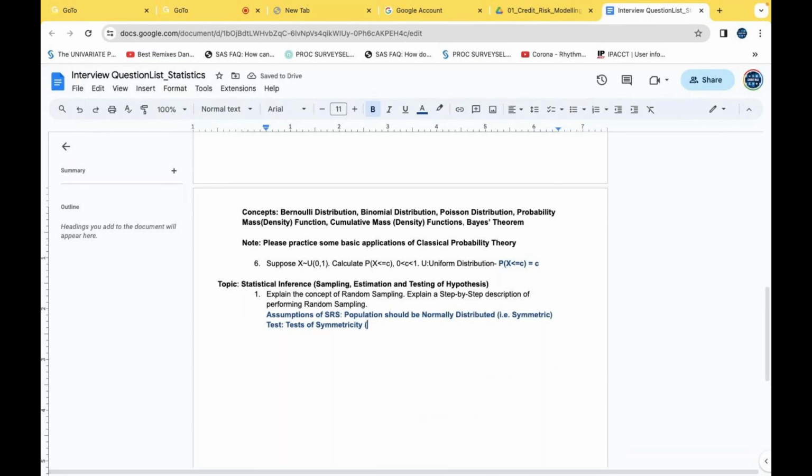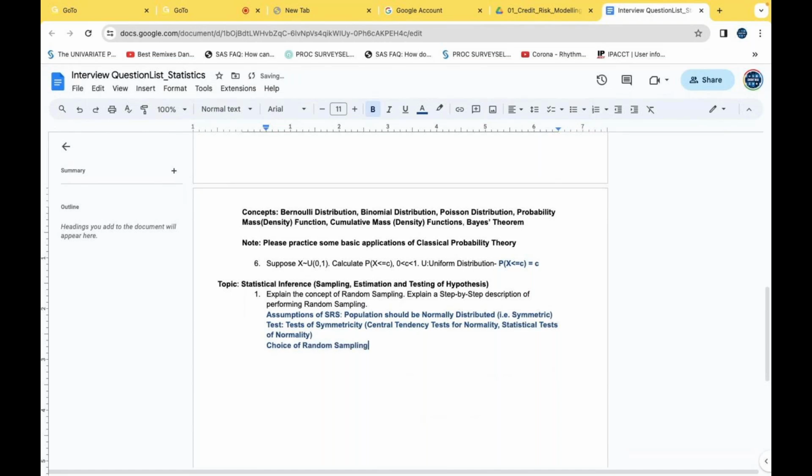So what are the kind of tests of symmetricity? There can be central tendency tests for normality. There can be statistical tests of normality. So we'll discuss these tests when we are talking about testing and hypothesis, etc. So once we have done this assumption testing, we move to the next part. So now is the choice of the random sampling method.